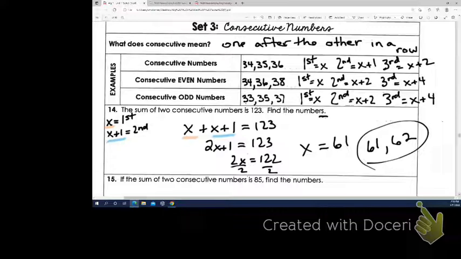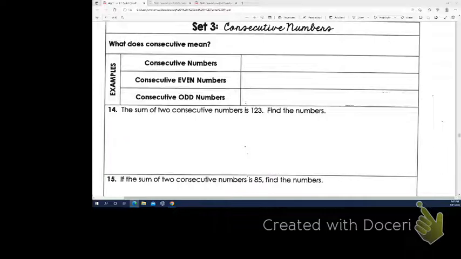So number 15 is very similar. If you attempt number 15, you should come up with 42 and 43. The setup would be the same as 14.